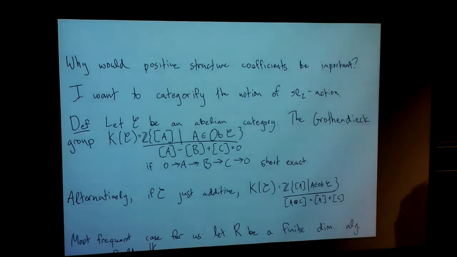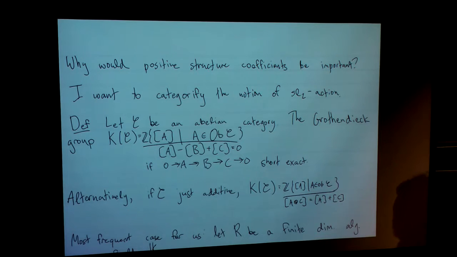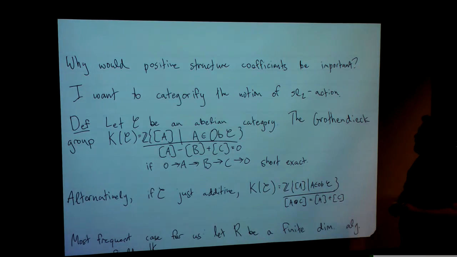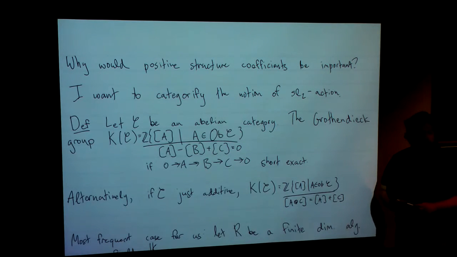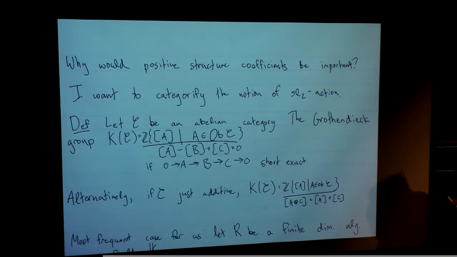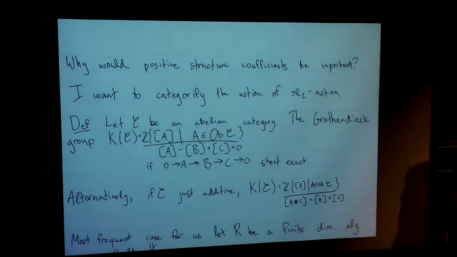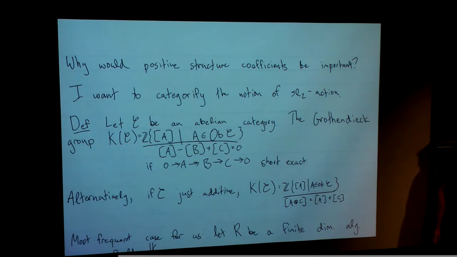Okay. So why would it be important now? Really, you don't have positive relations, and you think that's good. But what I want to do is categorify the notion. I also thought I should probably try to explain what that is. So I'm going to consider an abelian category. For my purposes, you could just say finite dimensional representations of a finite dimensional algebra. That's the only kind I like.